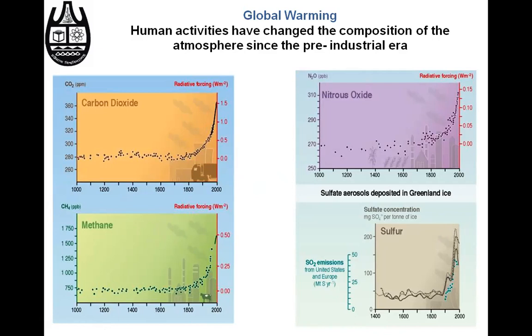So according to the scientists, these gases are the main culprits for climate change, or we can say global warming. And we don't discuss much of the other things, because these things are controlled by human activities. Every day we are burning fossil fuels, and that increases the carbon dioxide.